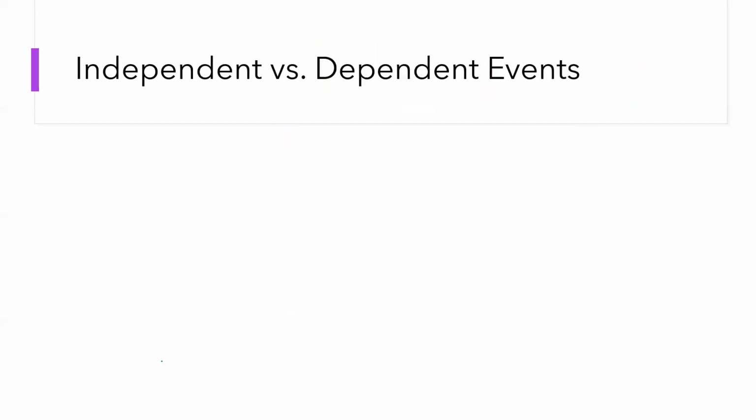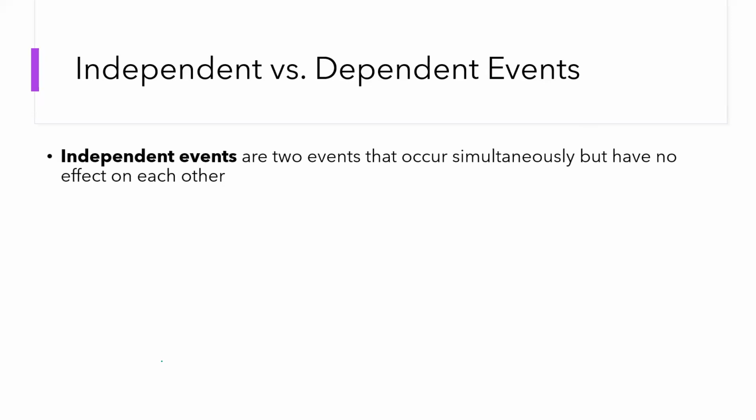So our next part of the lesson is looking at independent versus dependent events. I feel like we started discussing this a little bit, but now we're going to formalize this. So independent events are two events that occur simultaneously. What I mean by simultaneously is back to back. They occur at the same time, basically. Like you toss 3 coins, you're going to do them back to back, right? So independent events are two events that occur simultaneously, but they have no effect on each other. They don't actually affect each other at all.